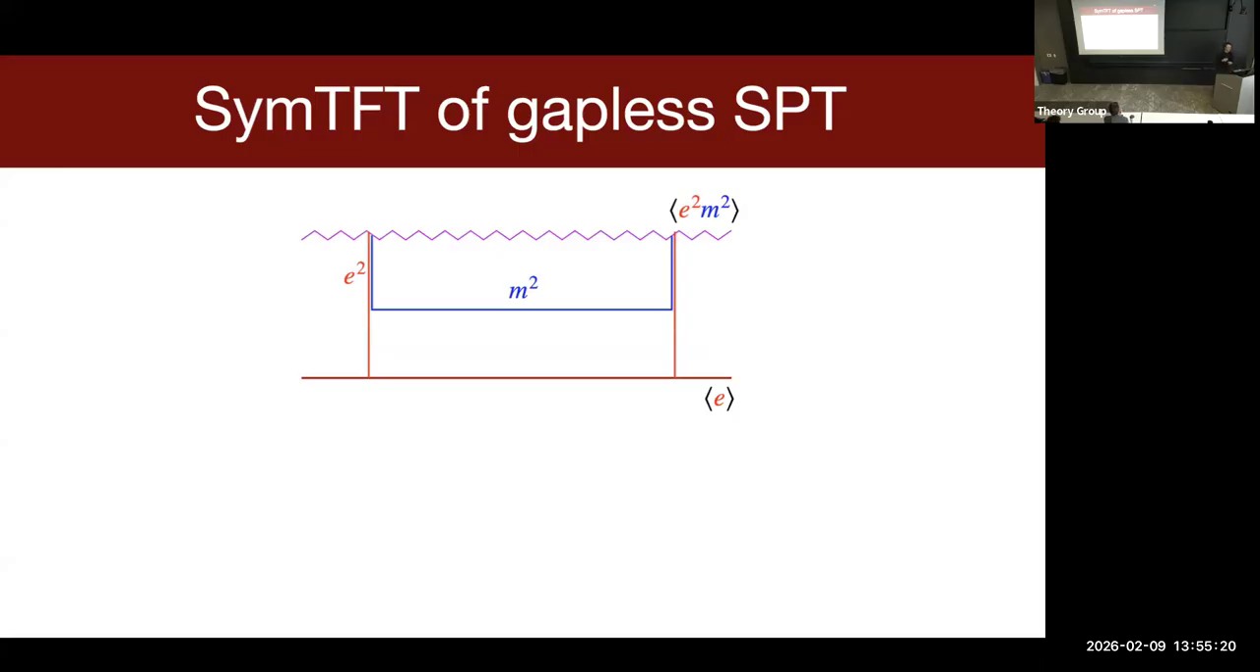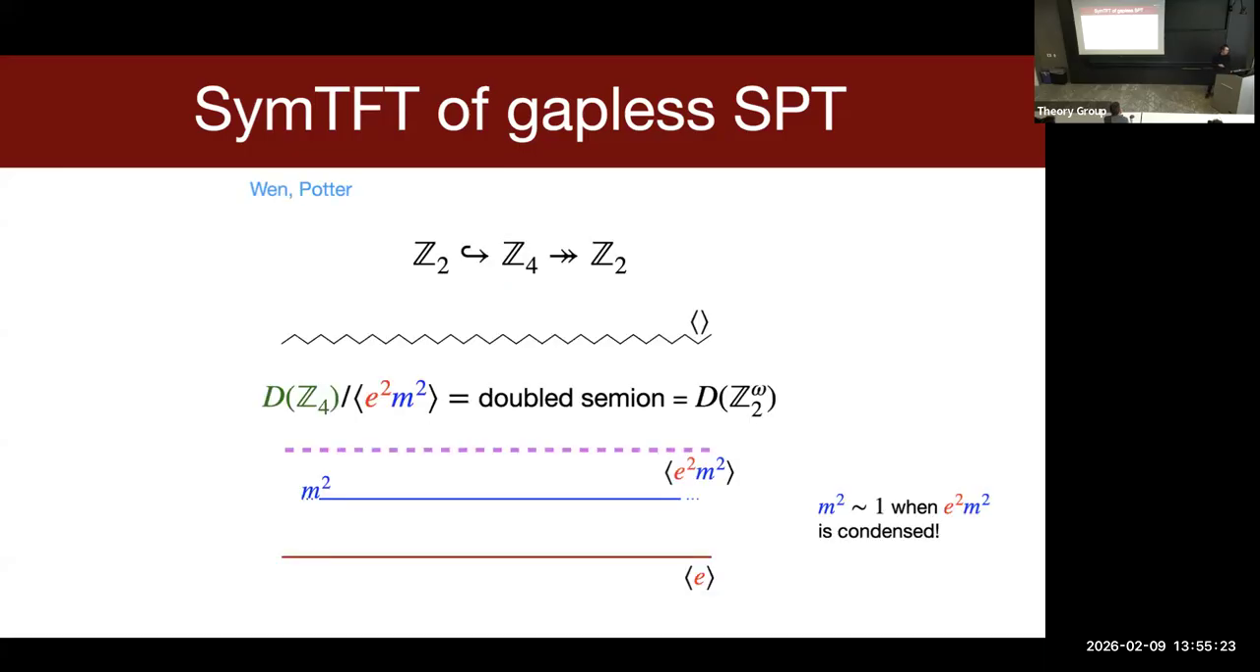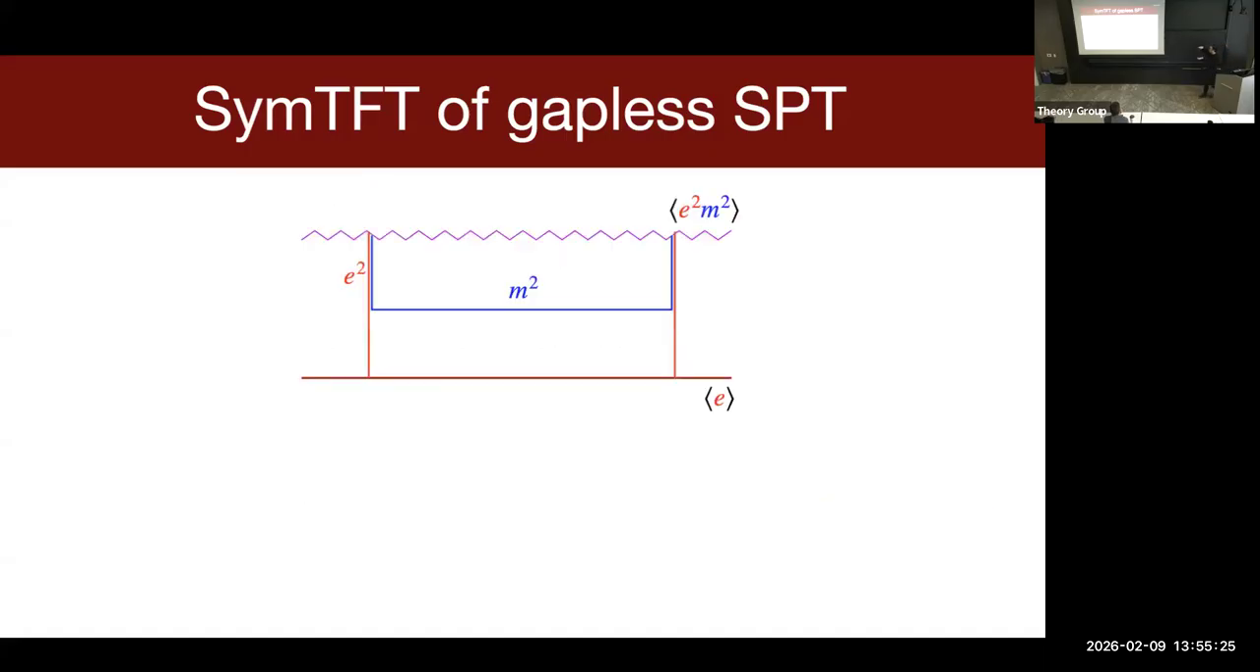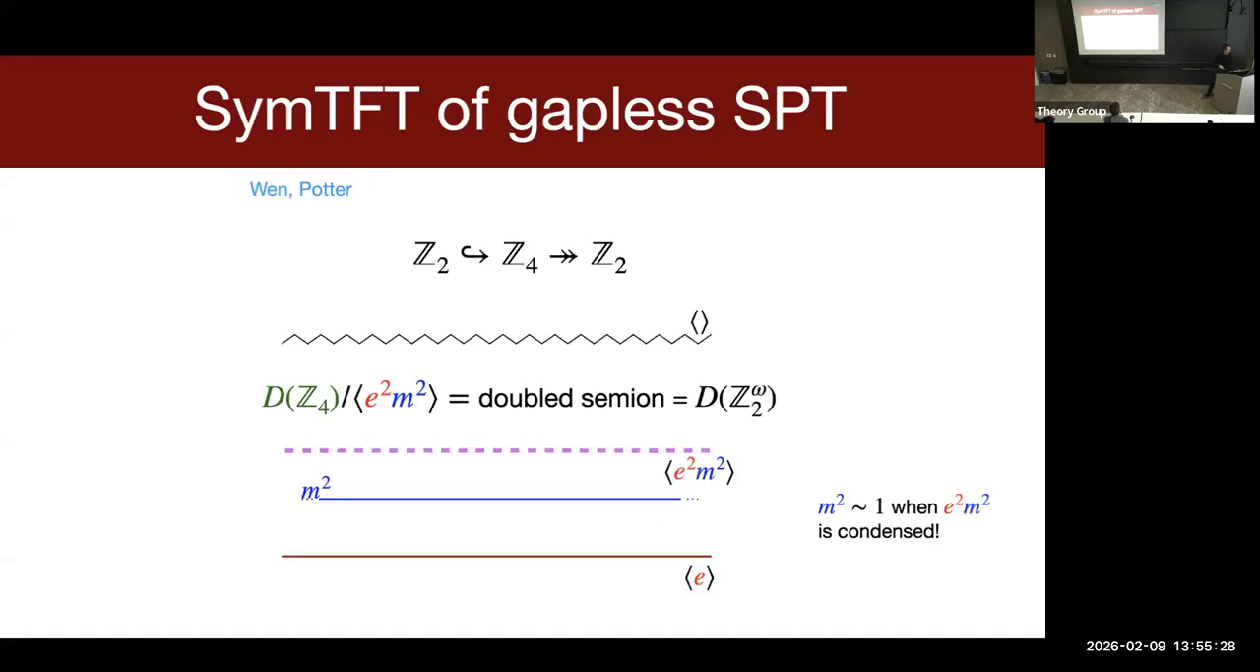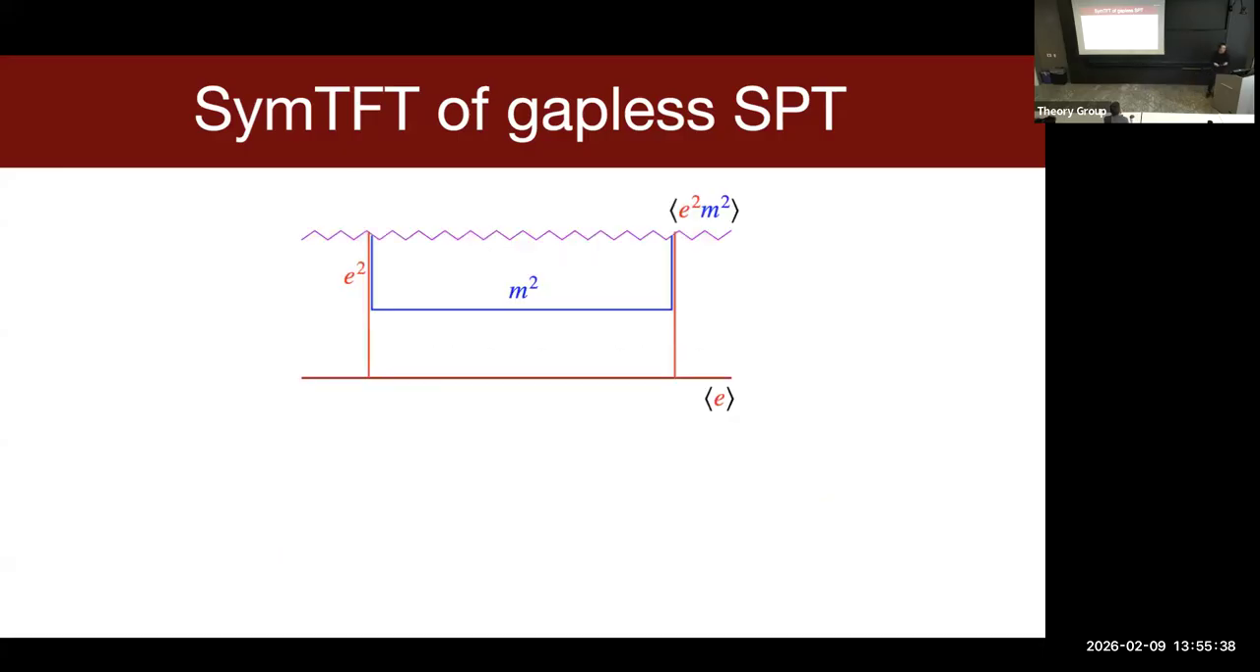And furthermore, in going from this picture to this picture, I've pushed this boundary where E squared M squared is condensed and this empty boundary together to get this picture. And from this picture, you can just read off the fact that there's this non-trivial string order parameter. So this tells you that in this gapless SPT, you'll have this particular type of string order.